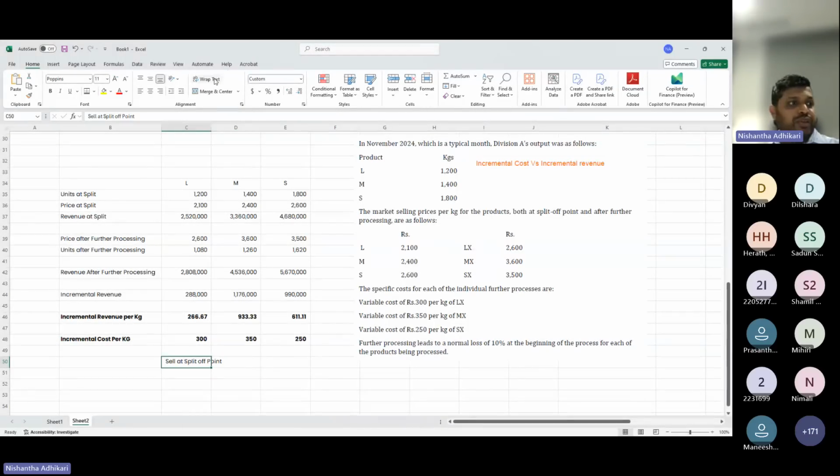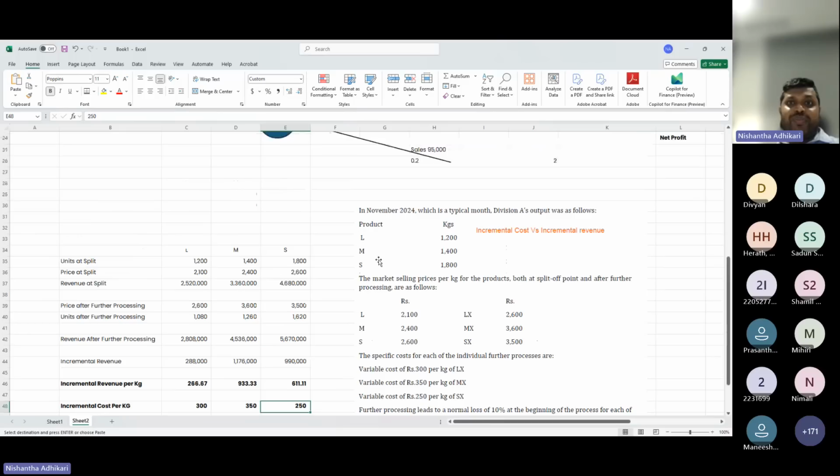Sell at split-off point. You should not further process. This one is 350, but you will get 933. Therefore, further process. It is beneficial for you, further process. This one also, you have to further process because your incremental revenue is greater than incremental cost.